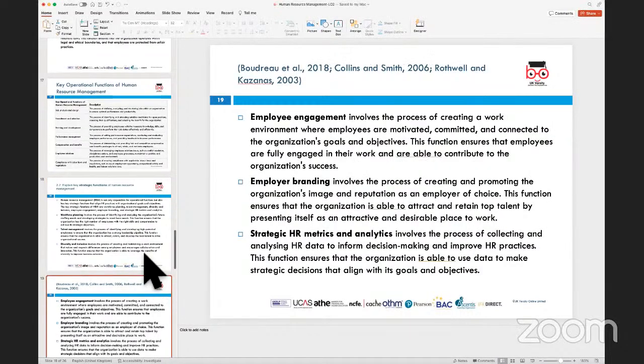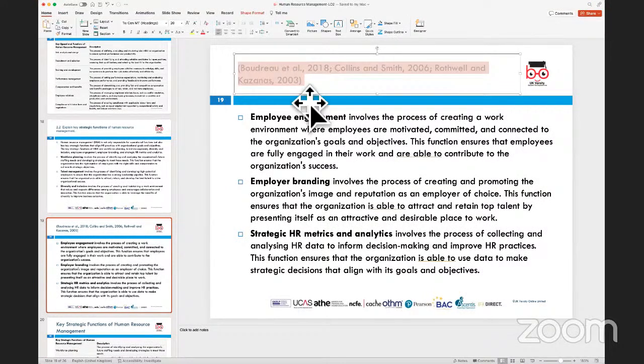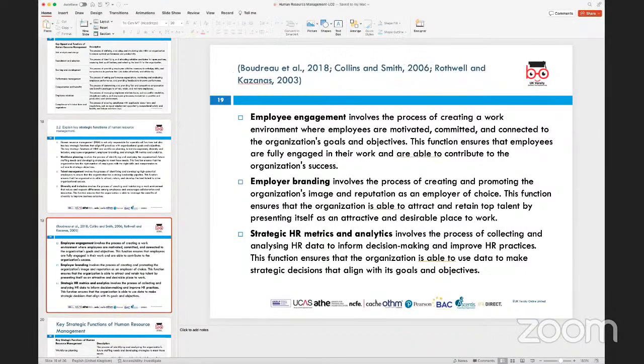Now, here again, if we look at some of the theoretical frameworks, we look at Boardroom and Collin and Smith and Rothwell and Cazanas, who did carry out work in this particular sector. And when we look at this work, they looked at defining and going into detail on the strategic functions of HRM, which basically looked at employee engagement, employer branding, and then metrics or analytics, which HR also needs to do nowadays if there are more employees within the organization.